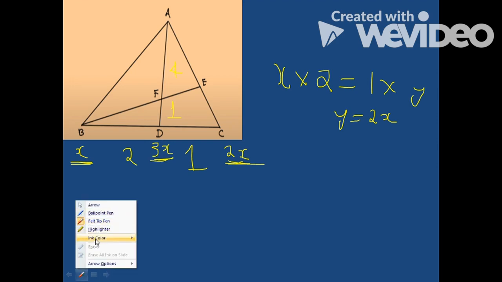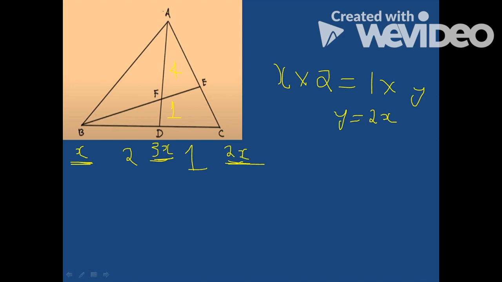Now considering the lengths AF and FD, we know the ratio is 4 is to 1. So this is 4 and this is 1. Now if the load at D is 3x, what should be the load at A? We know that 3x into 1 should be equal to 4 into the load at A. Let's consider it to be z. So z is equal to 3x divided by 4.